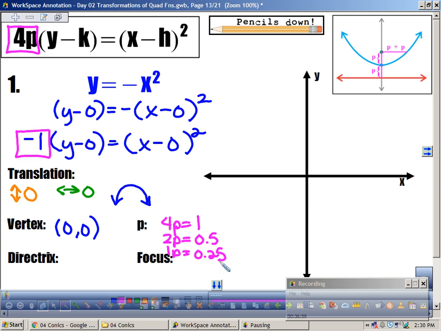It doesn't have to be negative, Kayla, because we know it's going to point down no matter what. Got it? So you don't really have to use that negative sign. You just have to know, hey, that means I'm going to be pointing down.